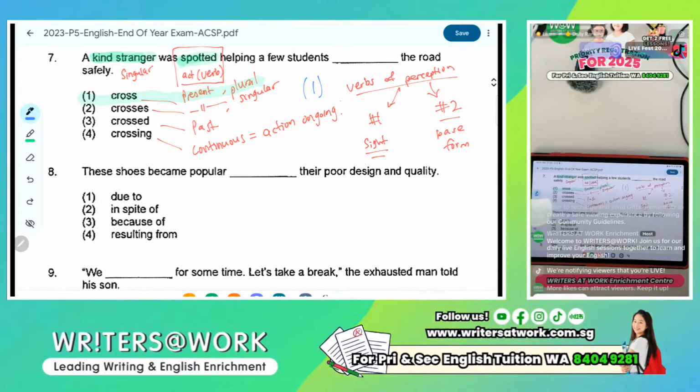So everybody please take note of the verbs of perception question. The base form is basically the singular present form, cross. Okay? Why they never put to? You don't need the word to make it grammatically correct. Okay? If there are no further questions, let's move on.